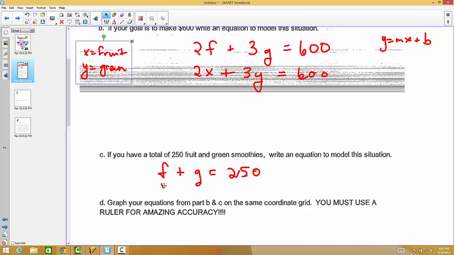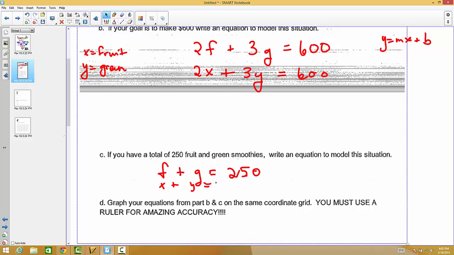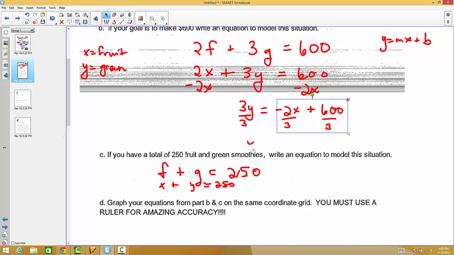So then this one would be x plus y equals 250. So you want to isolate the y to put this in y equals mx plus b. So you would subtract 2x. So, okay, 3y would equal negative 2x plus 600. And then you would need to divide by 3. So y equals negative 2/3 x plus 200.